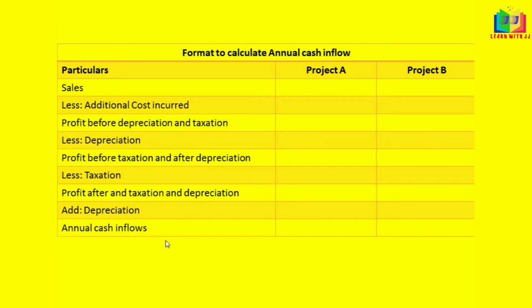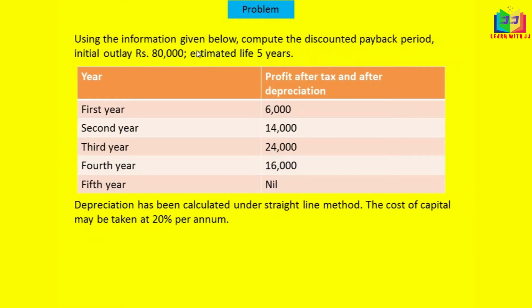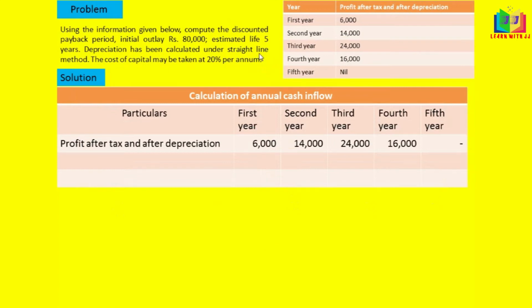Now we'll see one problem. Using the information given below, compute the discounted payback period. Initial outlay is rupees 80,000, estimated life 5 years. Profit after tax and after depreciation was given for the 5-year period. We have to calculate the annual cash inflow. Depreciation has to be calculated under the straight line method. The cost of capital may be taken at 20% per annum. Then the discounting factor, and we'll see how to work out the problem.